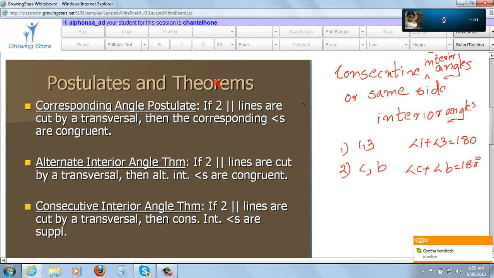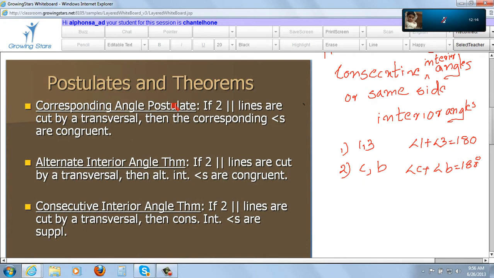The first one, corresponding angle postulate. If two lines are parallel, we denote parallel by this symbol, two lines like this. So wherever you see these two lines, for example, if it is given AB like this, it means that AB is parallel to CD. So if two parallel lines are cut by a transversal, then the corresponding angles are congruent. This is the corresponding angle postulate.